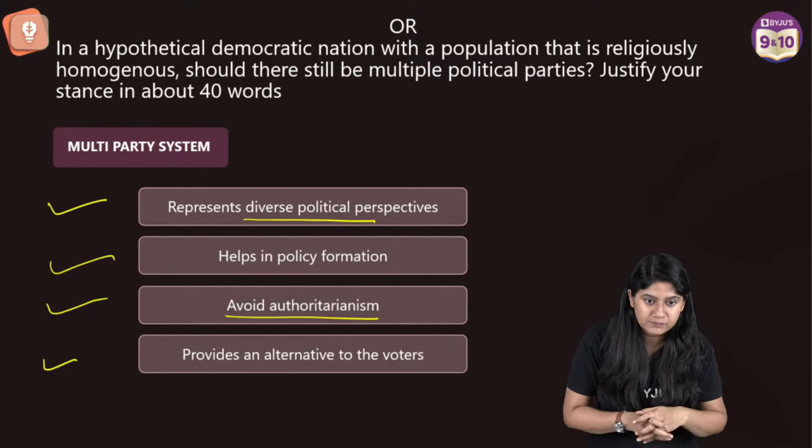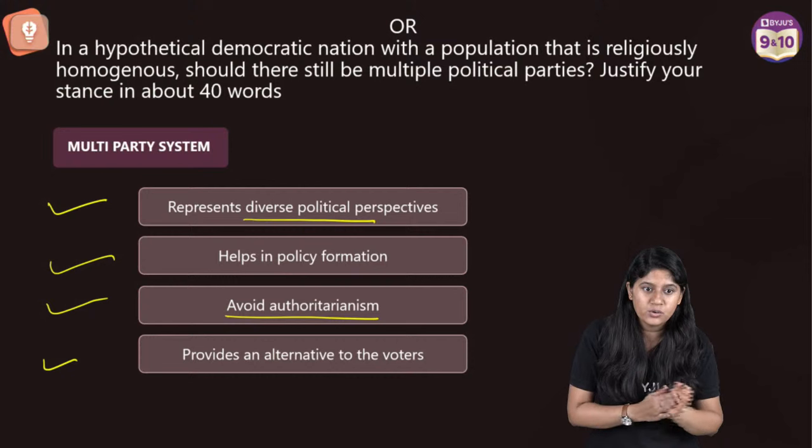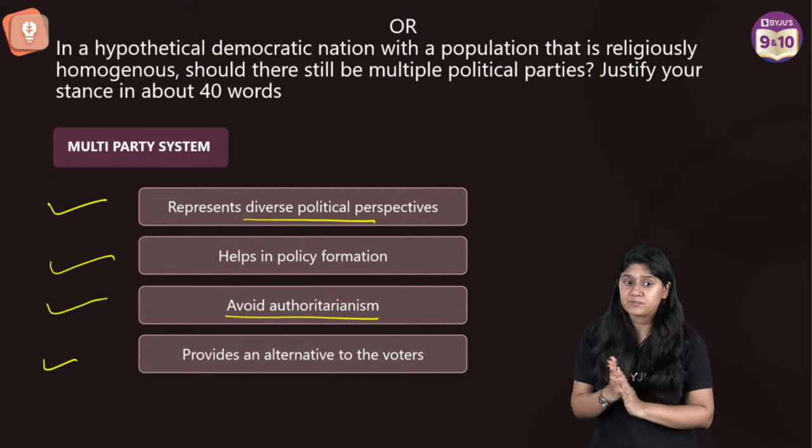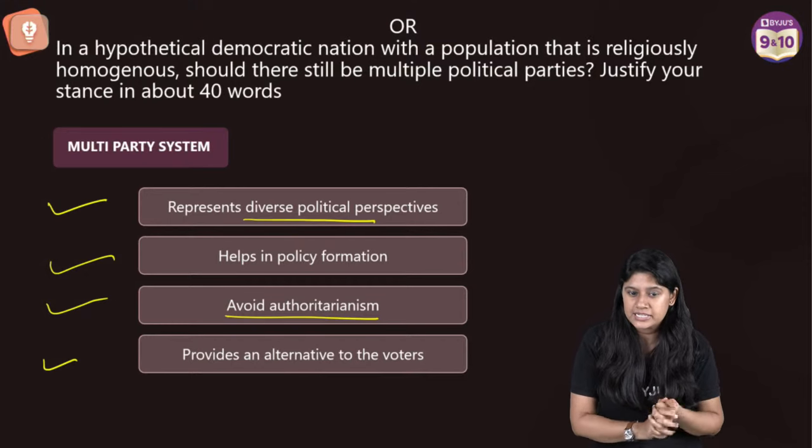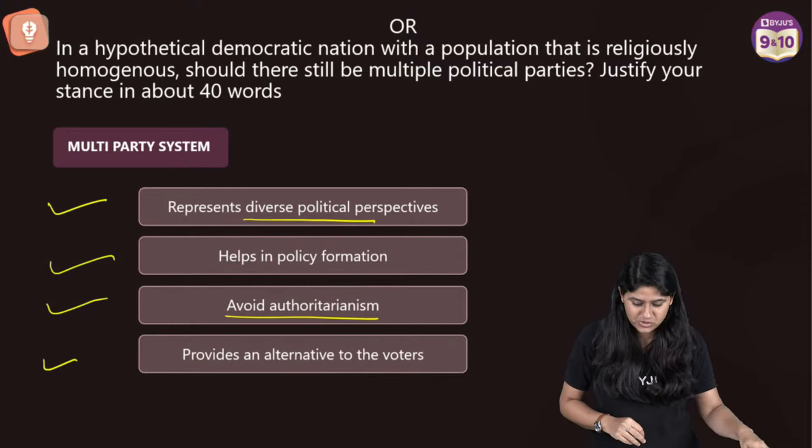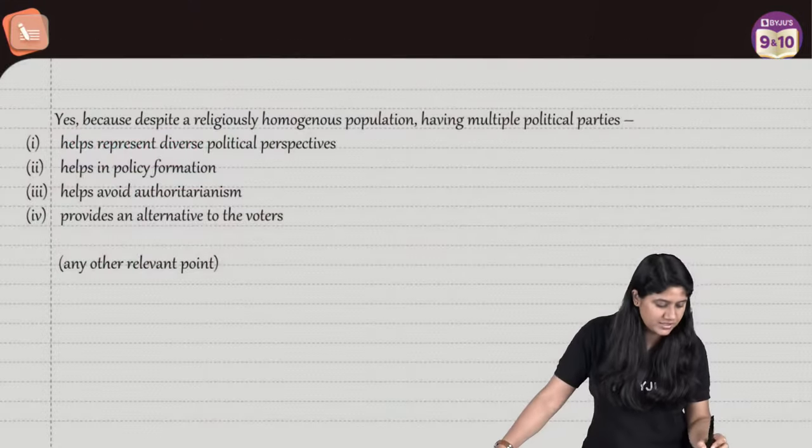Thank you, Alvina. Yes, student Ash. Okay. Yes, in Belgium we have a multiple party system. Do we? Think about it. Okay, everyone. This is how you can write the answers over here.